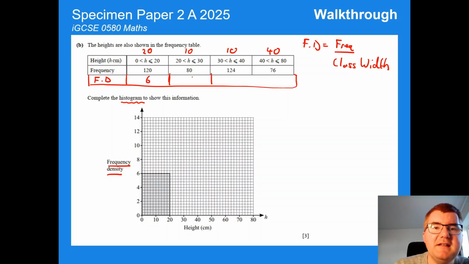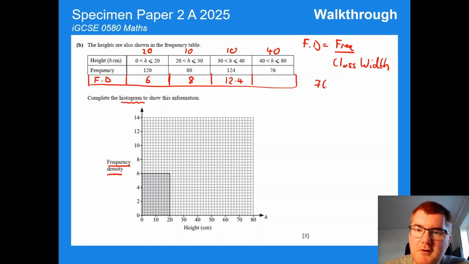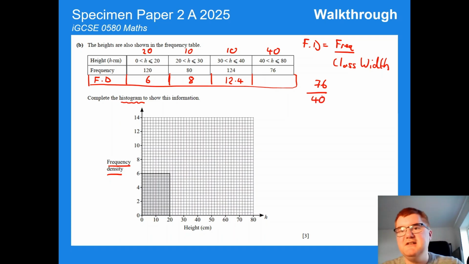80 divided by 10, that's equal to 8. 124 divided by 10 is equal to 12.4. And 76 divided by 40, to make sure you know your non-calculator stuff here.